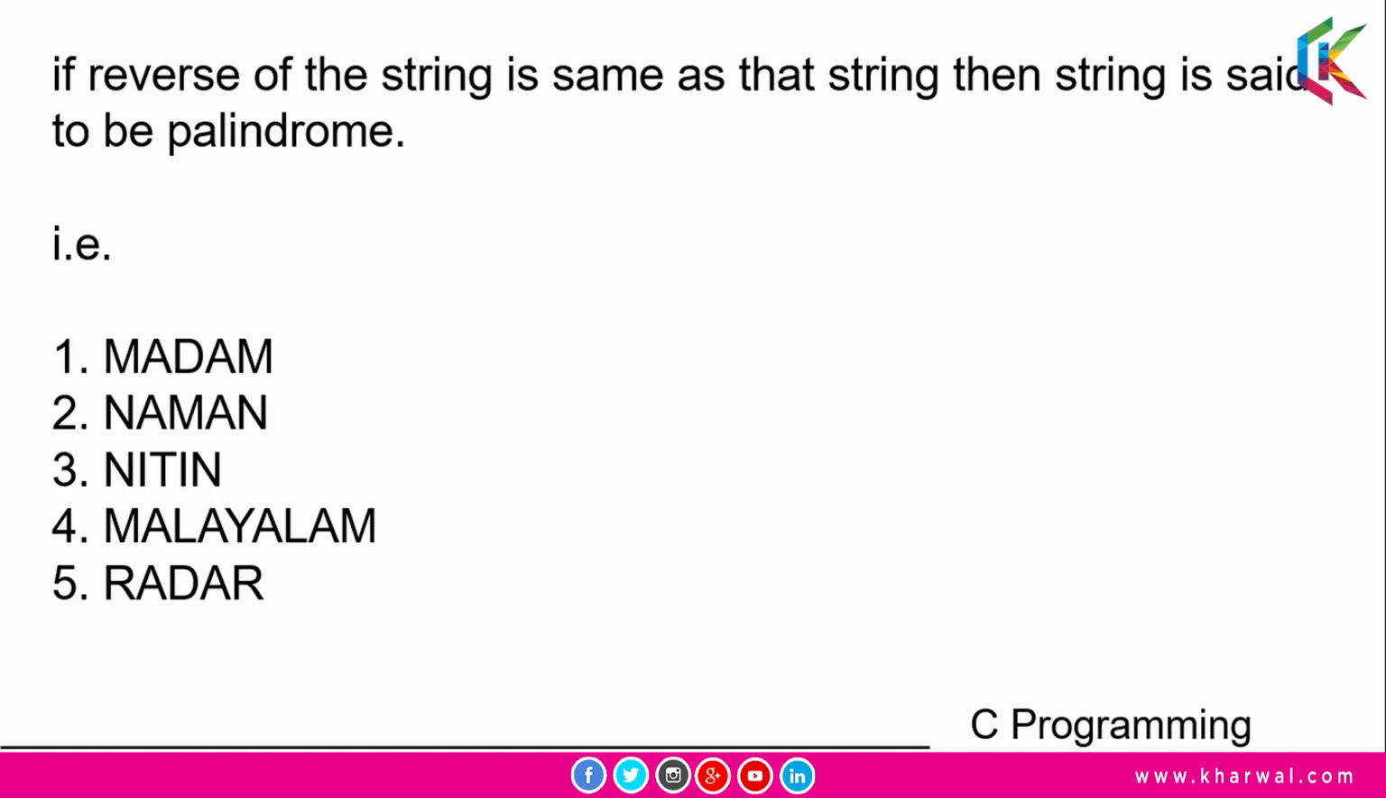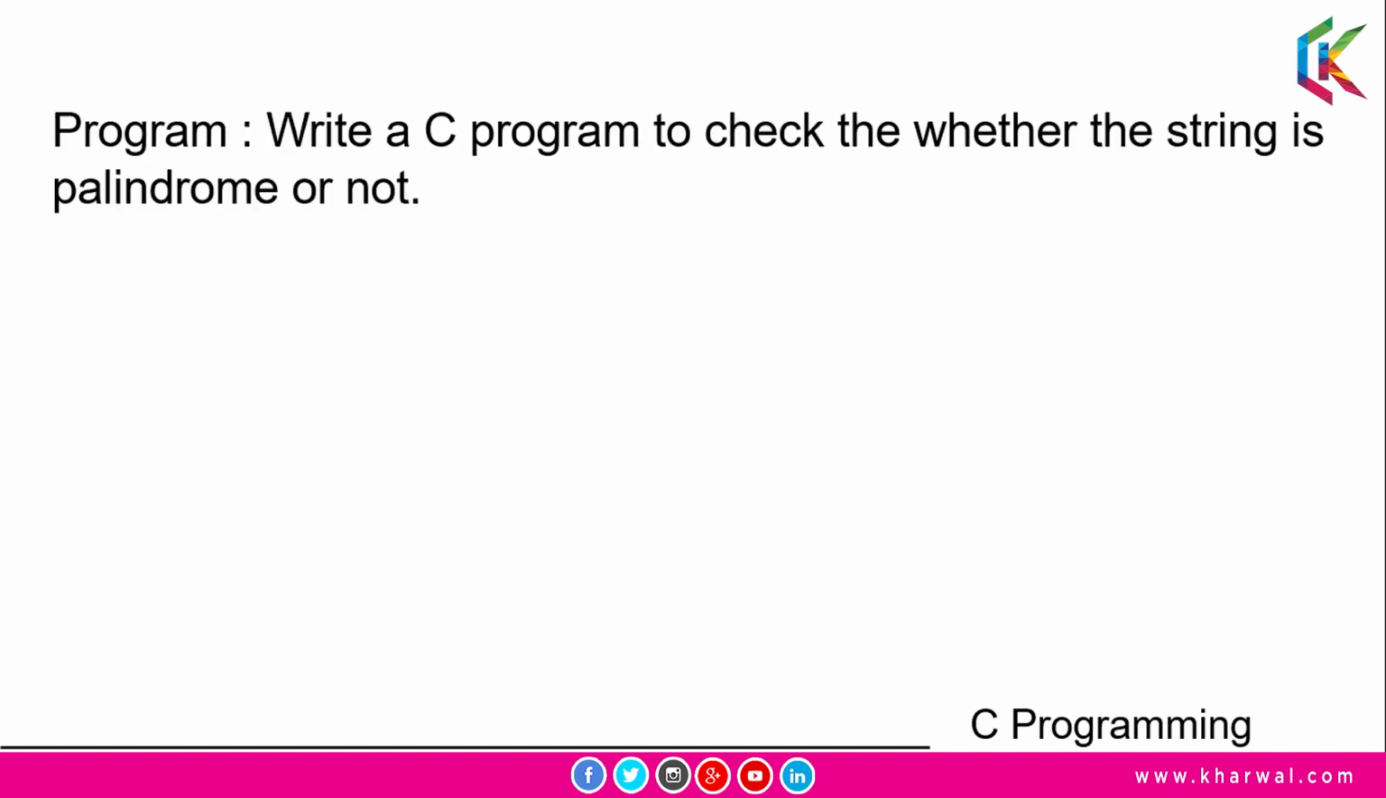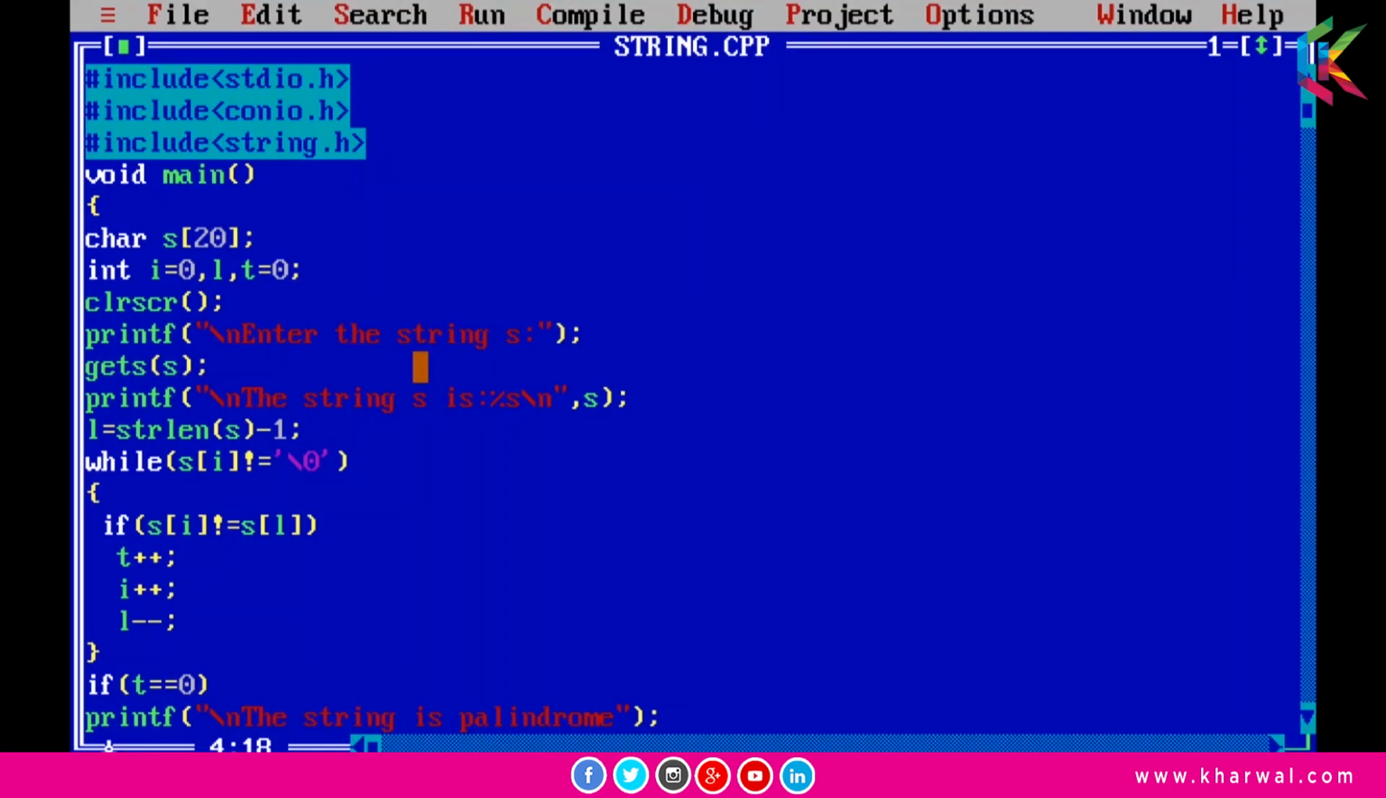So guys, in this lecture I will show you how we can check whether the given string is palindrome or not. So let me open up the Turbo C++ compiler. In this program we will learn how to check whether the given string is palindrome or not. In main function I have declared a character array S of size 20 and 3 integer variables i, l and t, and we have assigned 0 to i and t.